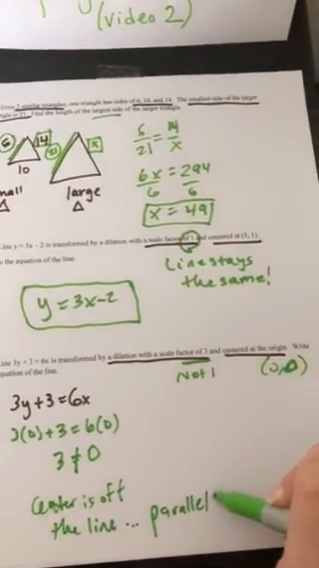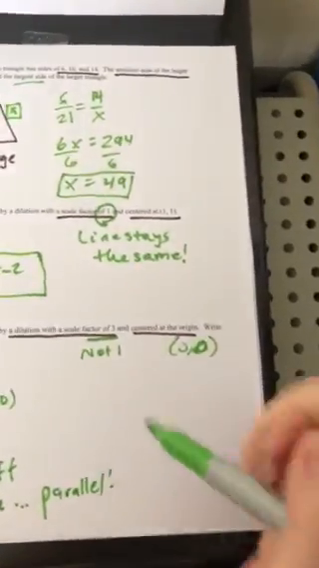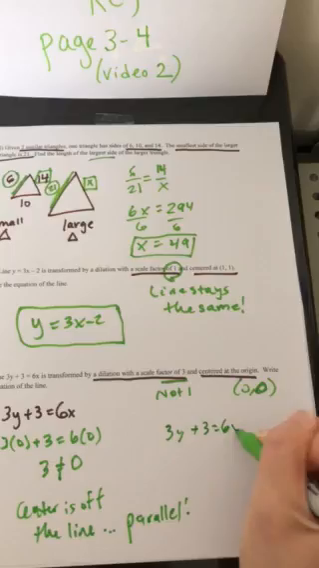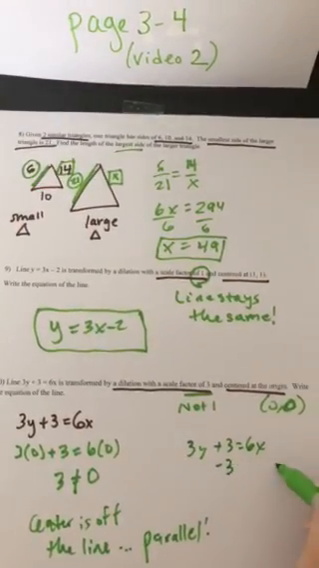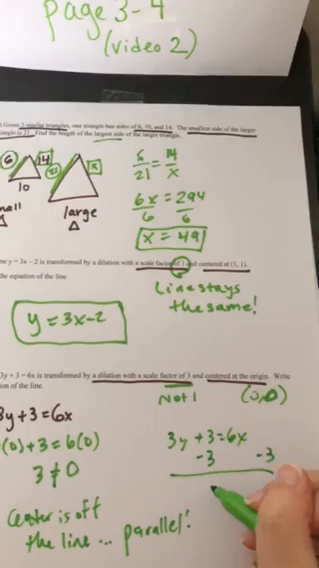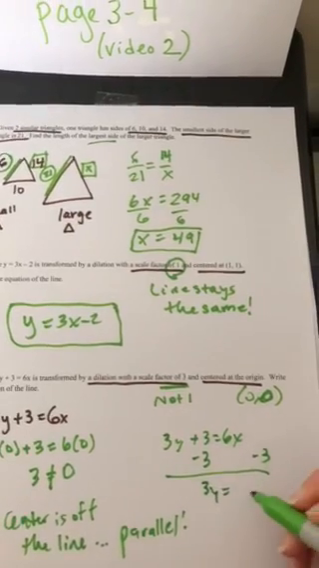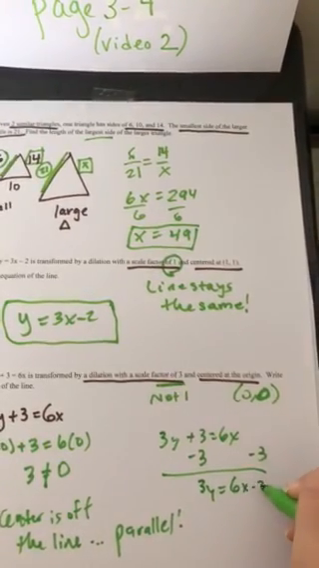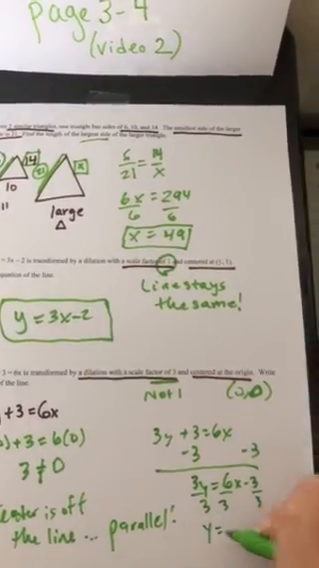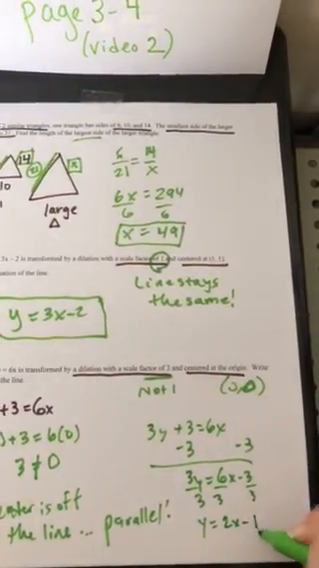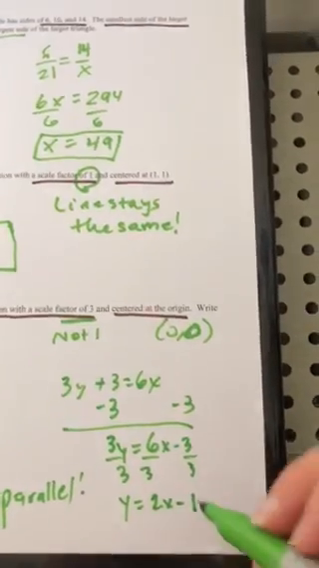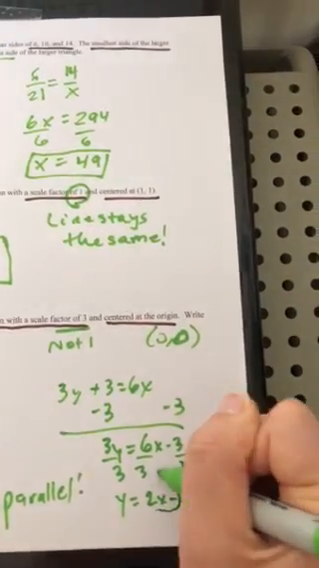Parallel. Okay. That means we need to take the original equation, get it into y equals mx plus b form, and that way we'll be able to see the slope and the y-intercept. So right now I'm just subtracting 3. I get y almost by itself, 6x minus 3. Divide everything by 3. y equals 2x minus 1. Well, that's the equation with the original slope. Keep the slope.